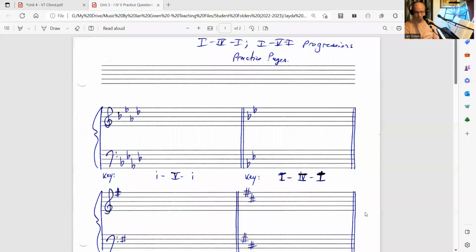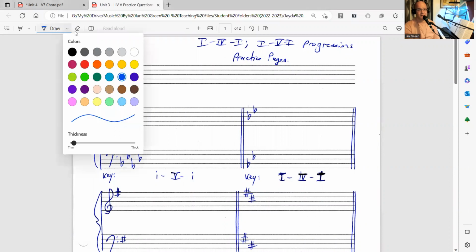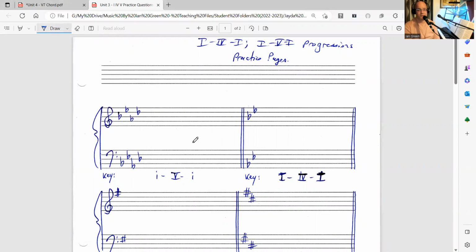So let me just go over and share my screen. And I've got a handy dandy stylus pen here. What I'm going to do is work through a couple of the different exercises together. On this first page, we have various exercises in which we need to notate the chord progressions, just using whole notes would be fine, but also to recognize which key we are in as well.